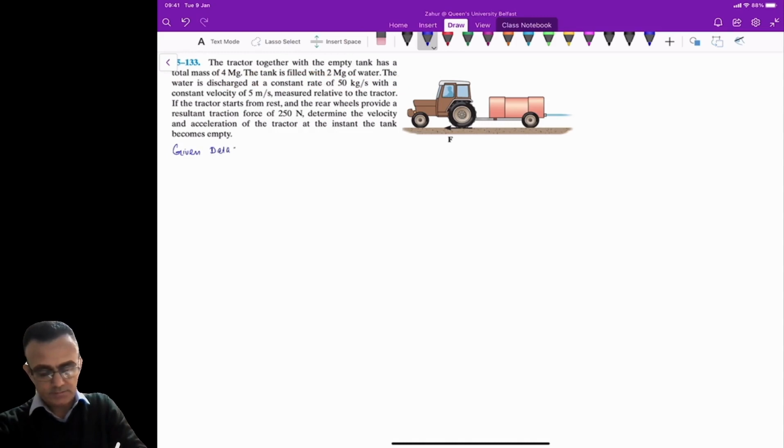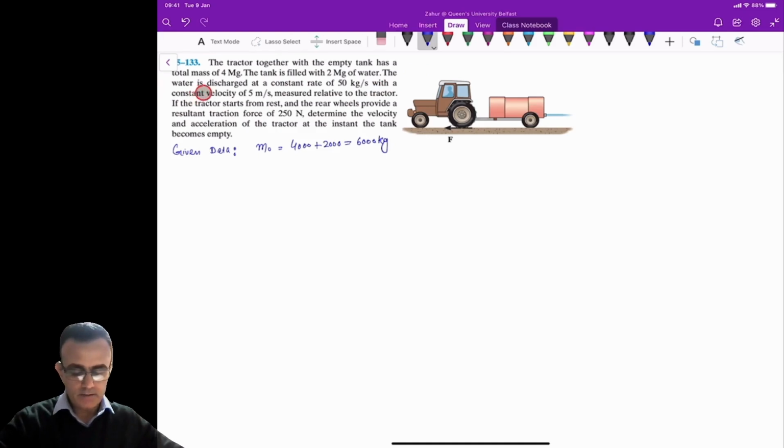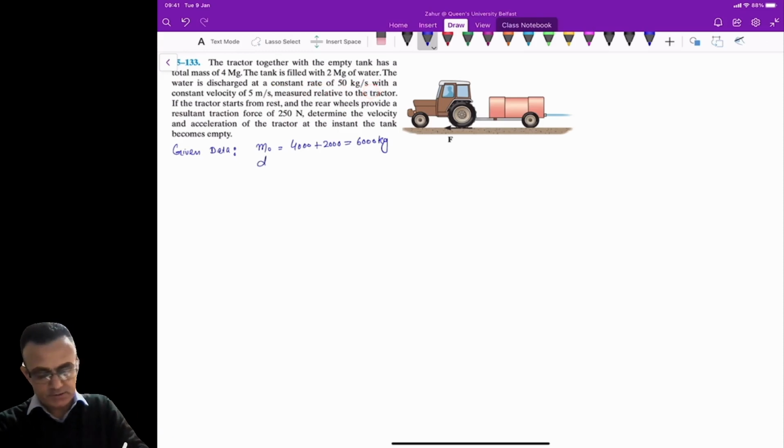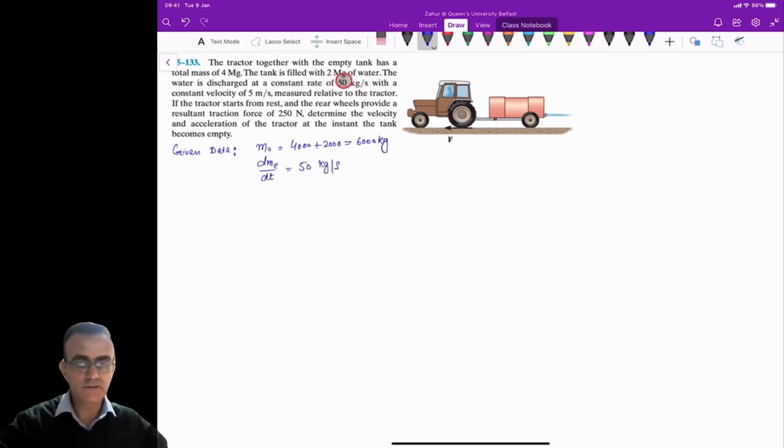Given data. So the initial mass of the tractor and water plus tank is 4,000 plus 2,000. That will become 6,000 kilogram. The water is discharged at a constant rate of 50 kilogram per second. So this means that dme divided by dt is 50 kilogram per second, with a constant velocity of 5 meter per second measured relative to the tractor.